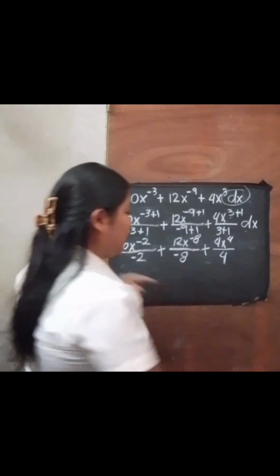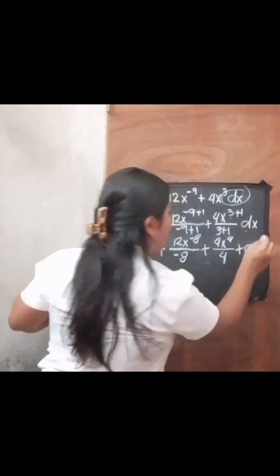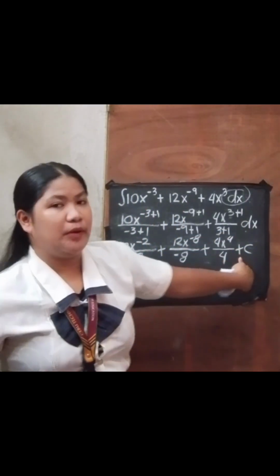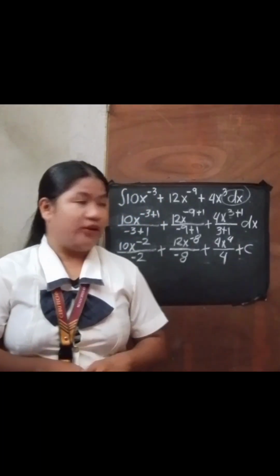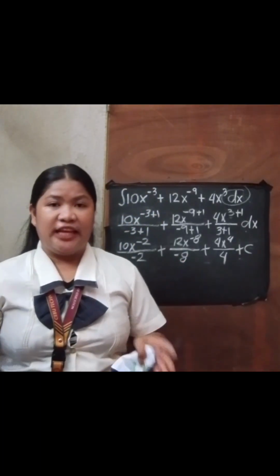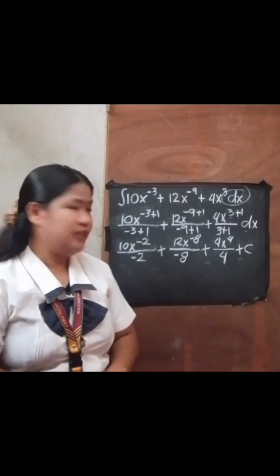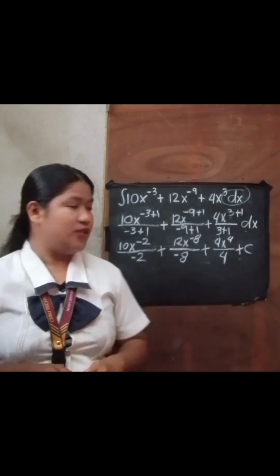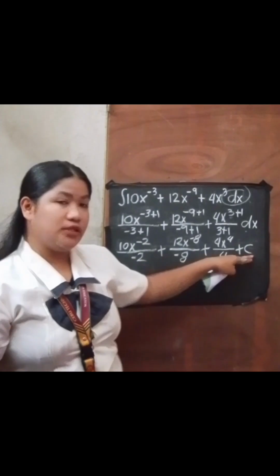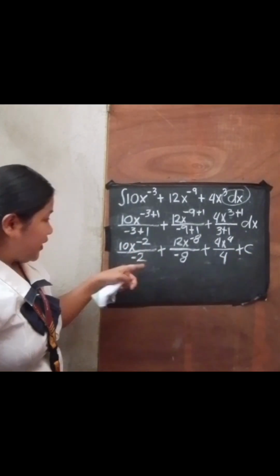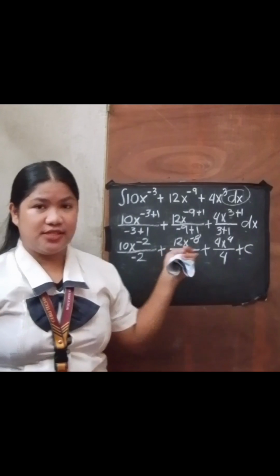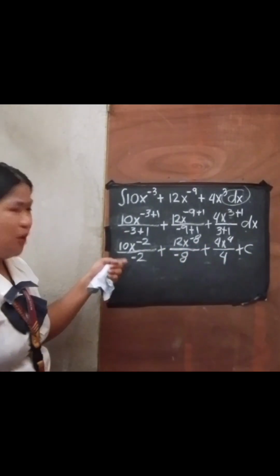The dx, we replace it with plus c. So there is no more dx here. The c is the constant of integration, since indefinite integrals have infinitely many antiderivatives, all differing by a constant. So it is always plus c here. We must not forget it. Now this is not yet the final answer, since these can still be reduced.